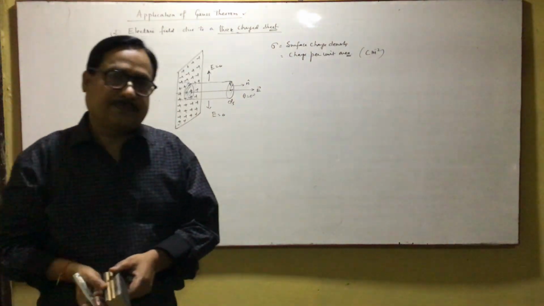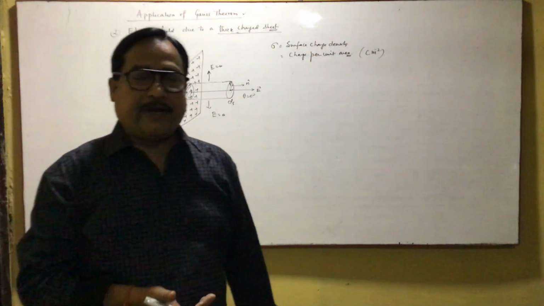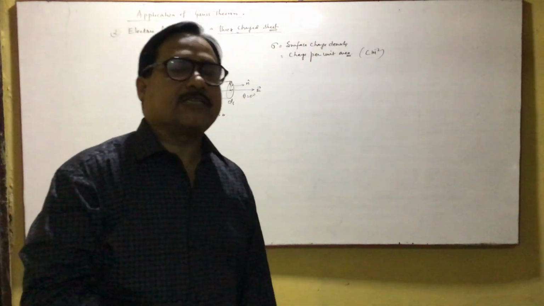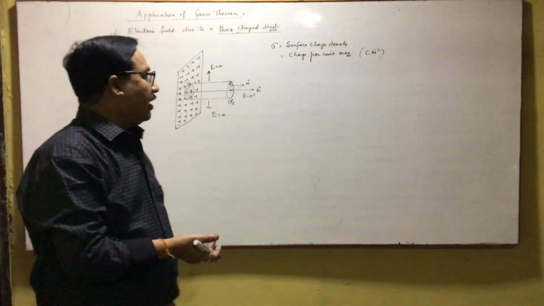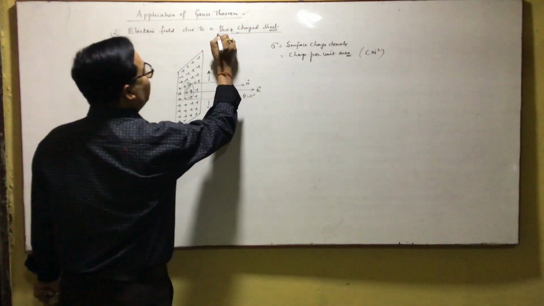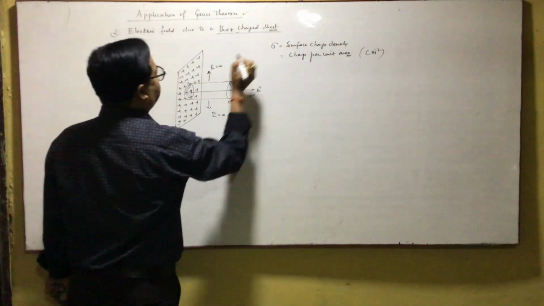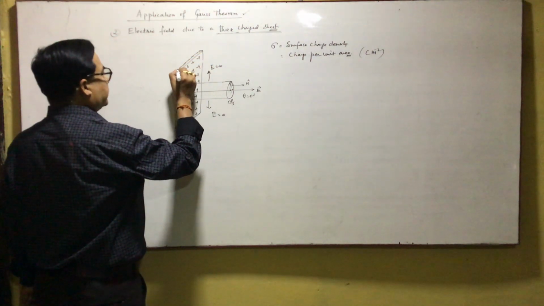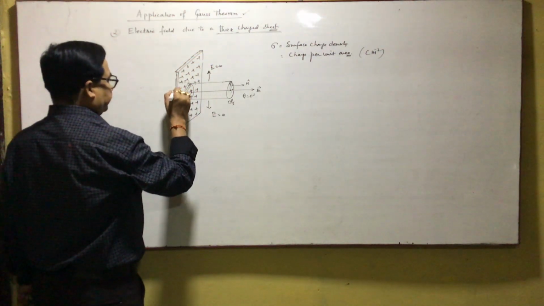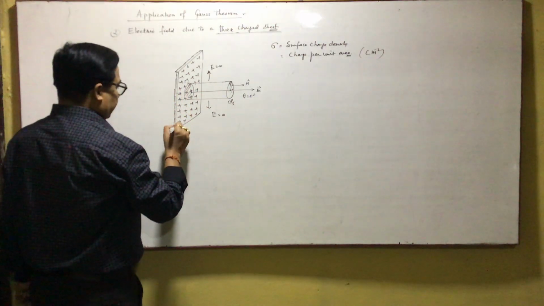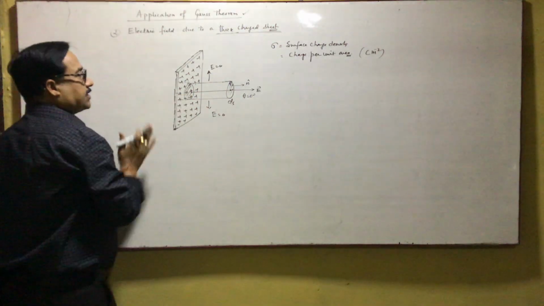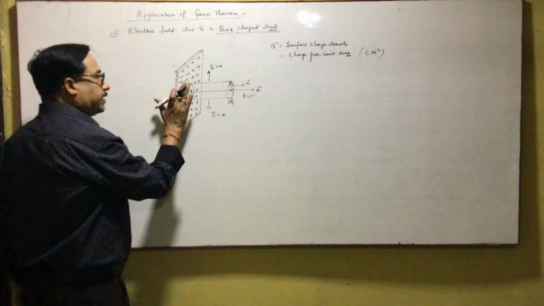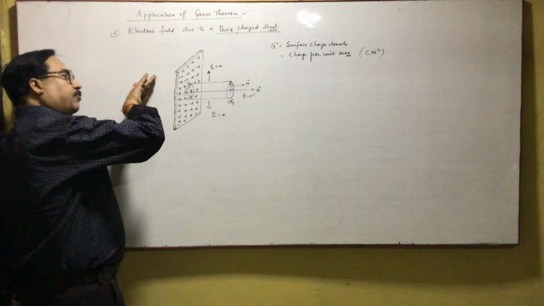Hello and welcome. So in this video we will learn to derive the expression for electric field due to a thick charged sheet or thick sheet of charge. So when the sheet is thick, the charge on a surface of the sheet has the effect on one side only. Either it is charged on this surface or on this surface.